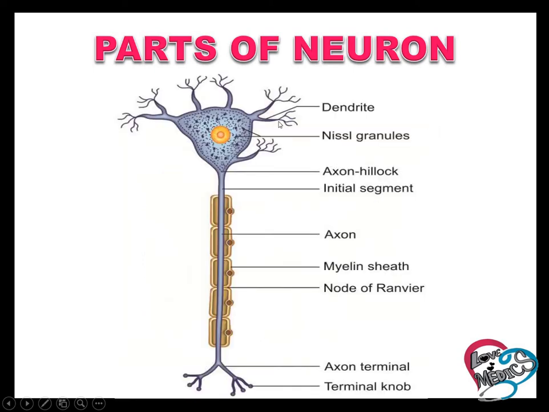Again, cell body, short process is dendrites, and normally other cells have ribosomes. Like that, the neuron also has ribosomes. Here they are called Nissl granules. The cone shape at the starting point of axon is called axon hillock, and this is the initial segment of axon, and this one is the axon. These are myelin sheath. Gap in the myelin sheath is node of Ranvier, and this is axon terminal, and this is the terminal button or terminal knob.